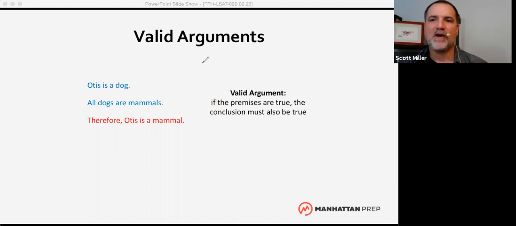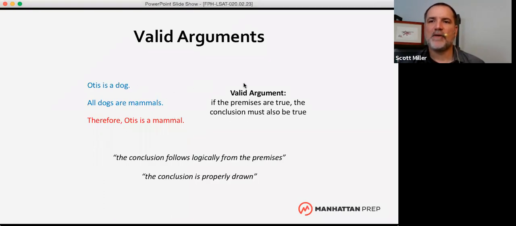We don't really care whether things are factually true in real life. That's actually a different concept. That's called soundness, and it's different from validity. Right? So validity is totally hypothetical. With validity, all we care about is if the premises were true. Imagine for a moment that the premises were true. Imagine that this is true, that Otis is a dog.